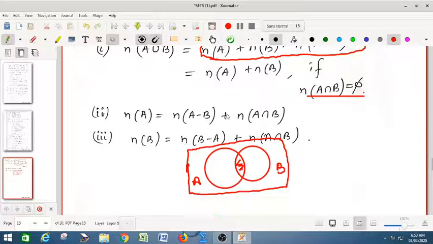Also we can say n of A is equal to n of A minus B plus n of A intersection B. That is from this picture. This is your n of A minus B, and n of A is nothing but your n of A minus B plus n of A intersection B. Similarly, n of B we can define. This formula we actually use in a lot of problems in set theory.